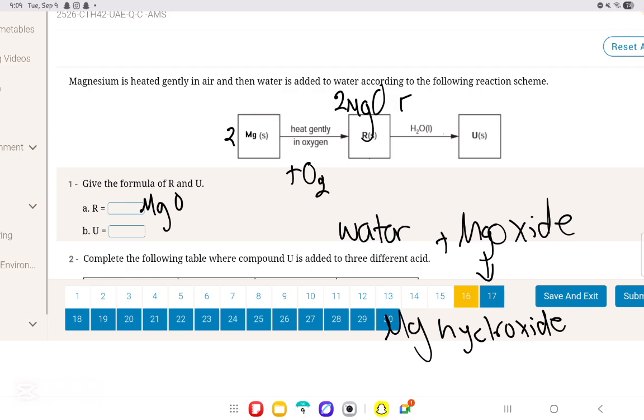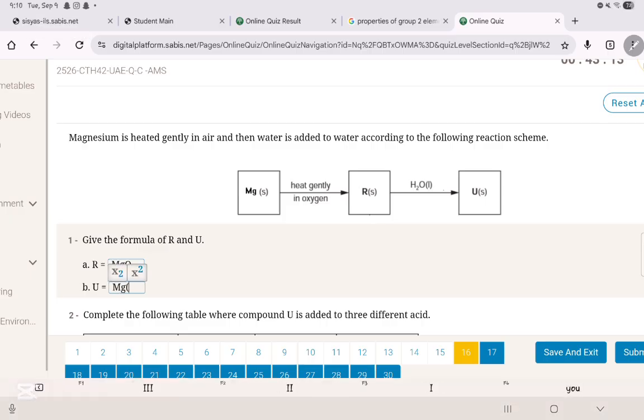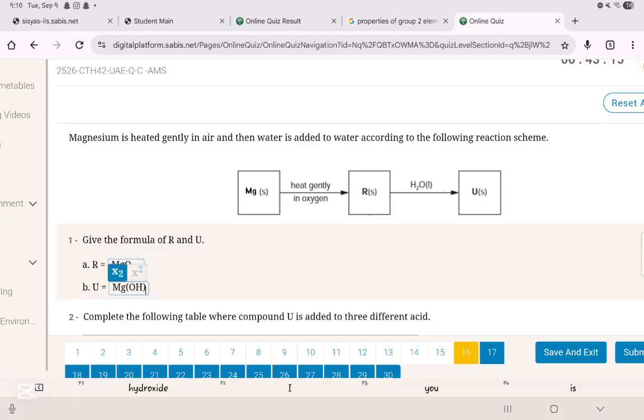So it's going to be Mg(OH)2. So MgO and Mg(OH)2. We move on to the next one.